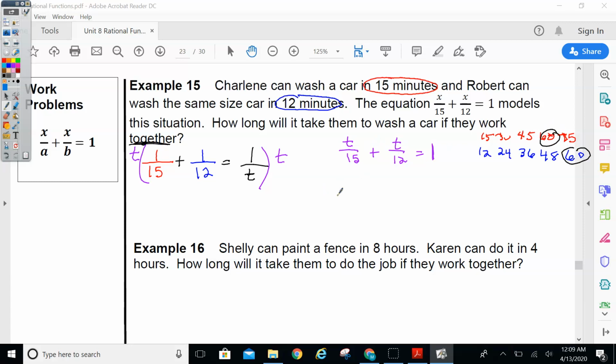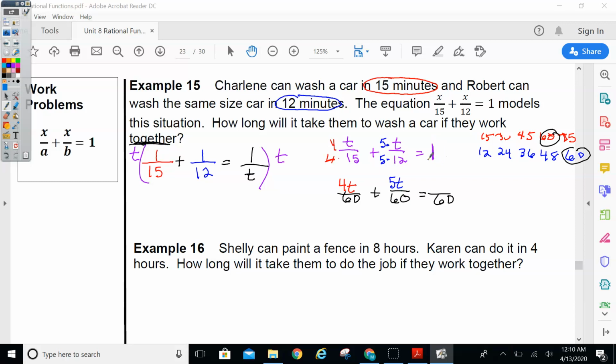So we want both denominators to be 60. And then I actually want this denominator to be 60 as well, so that we can ignore denominators and just look at numerators. So what do we have to multiply the first fraction by to get 60? We have to multiply 15 by 4. So whatever we do to the bottom, we do to the top. So here we're going to have 4t. Plus, what do we have to multiply 12 by to get 60? We have to multiply it by 5, and we get 5t.